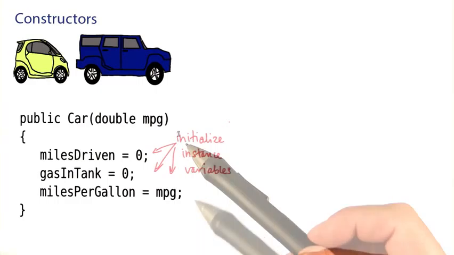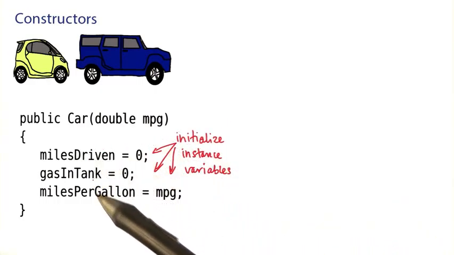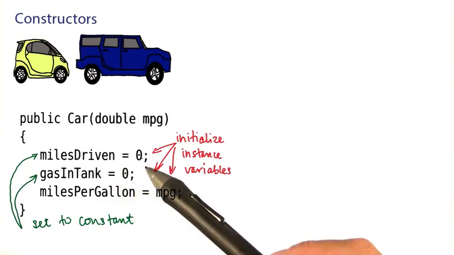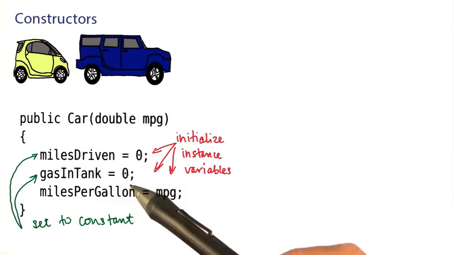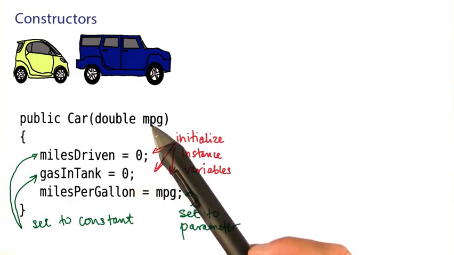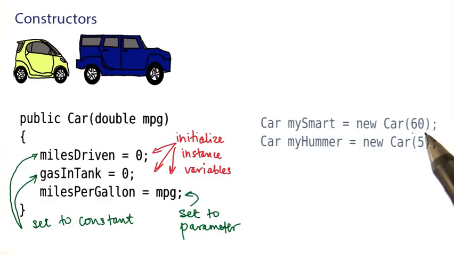Here is an example. In the body of the constructor, we simply initialize the instance variables. The first two here are set to a constant value. When a car is first created, it has not driven any miles and its tank is empty. This instance variable is set to a parameter. That allows you to construct cars with different properties.